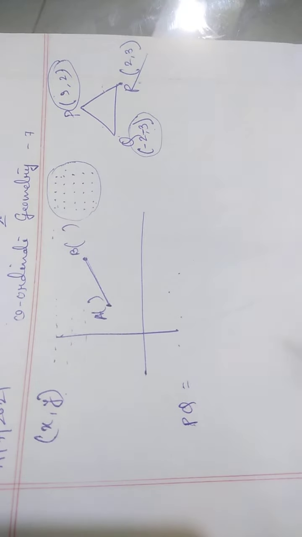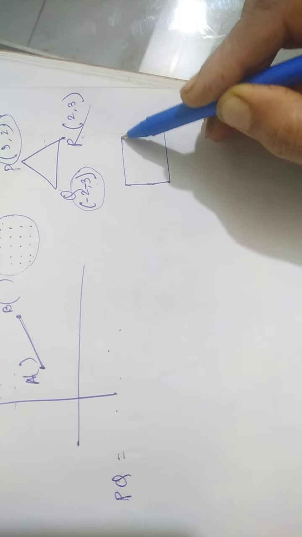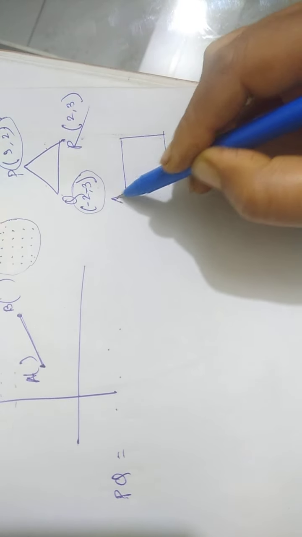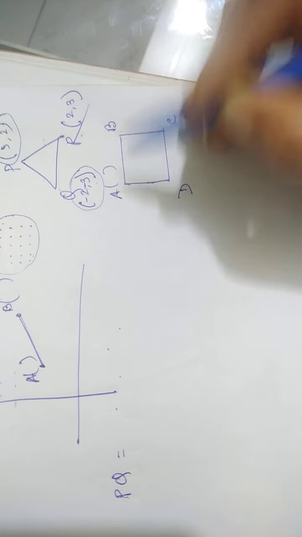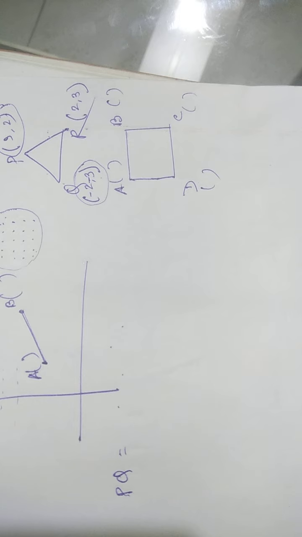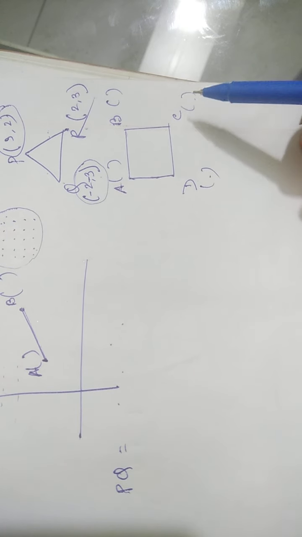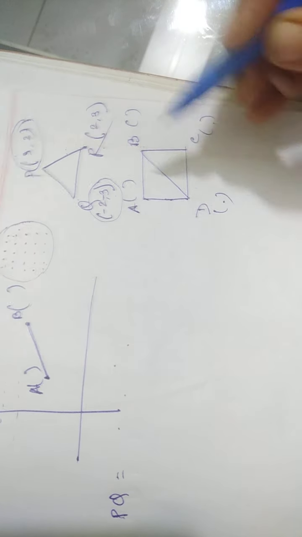Whenever you do these sums, roughly draw the diagram. Mark the points and write the coordinates. If you write the coordinates, it is easy to calculate. Then you have to see the diagonals also. This is a diagonal, and this one is another diagonal.